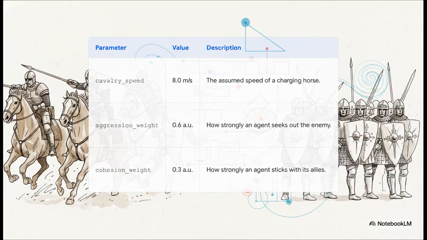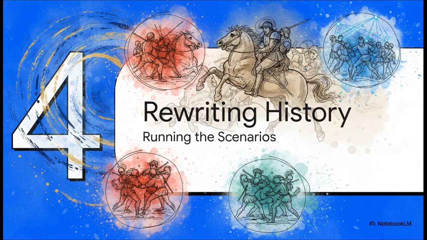Okay, so this is where it gets really fun, because now we get to play director. See, the agents' actions are all controlled by a few key parameters. We can set the speed of a cavalry charge, for example, or we can dial up a soldier's aggression level, or maybe we want to make them stick together more as a unit. By just tweaking these numbers, we can create completely different versions of the battle, all starting from that same single image. And that is where the real magic happens.